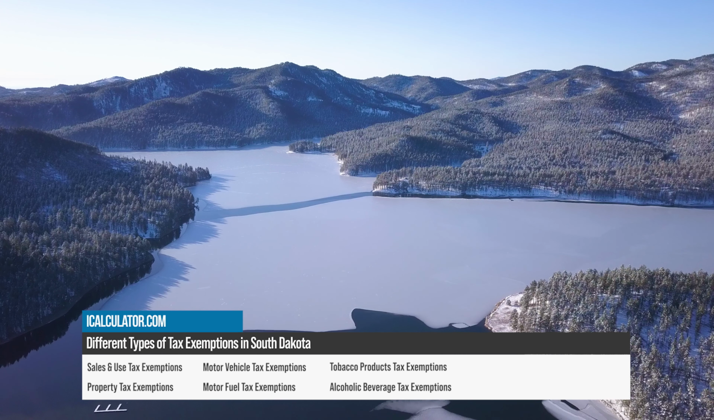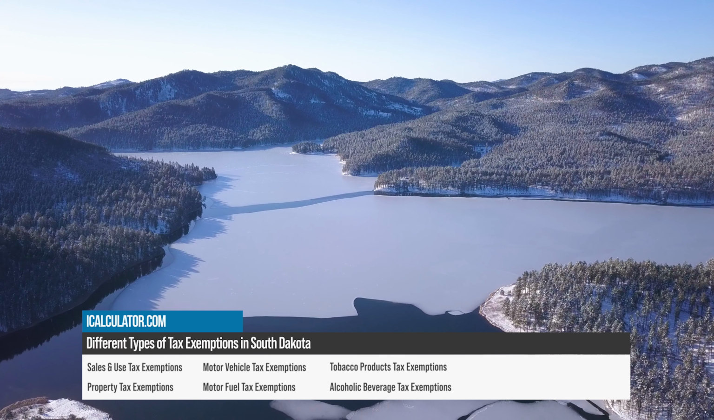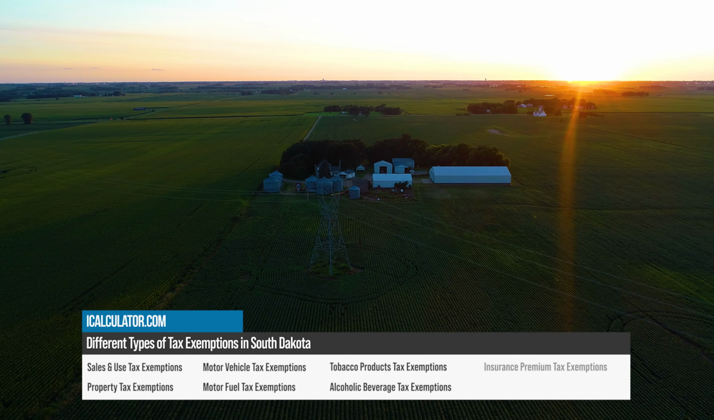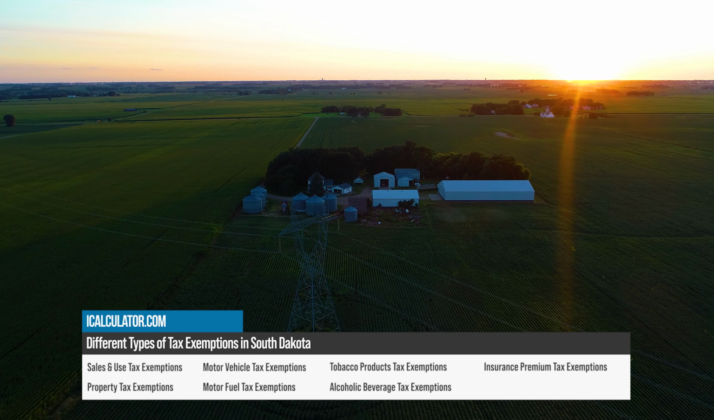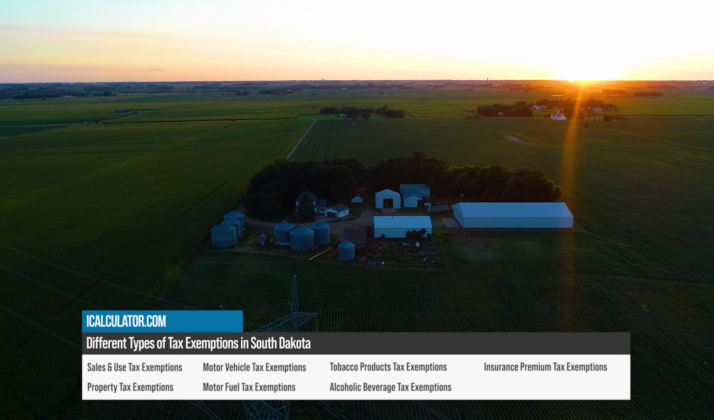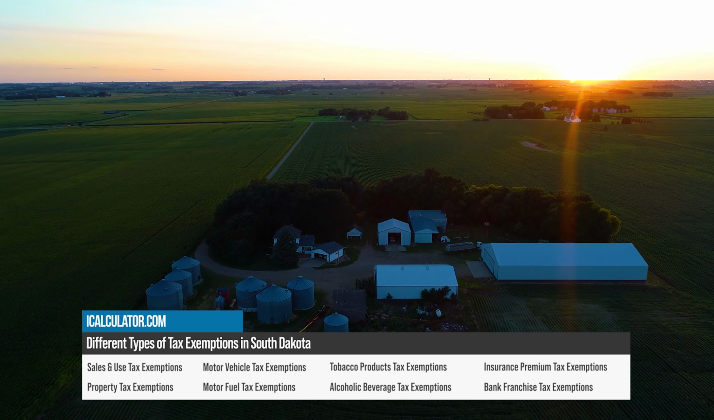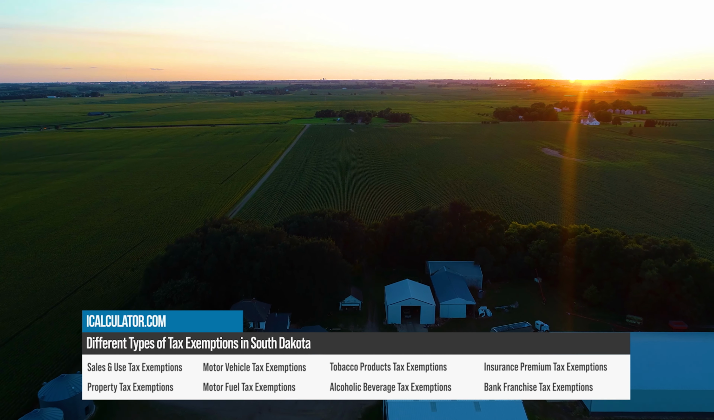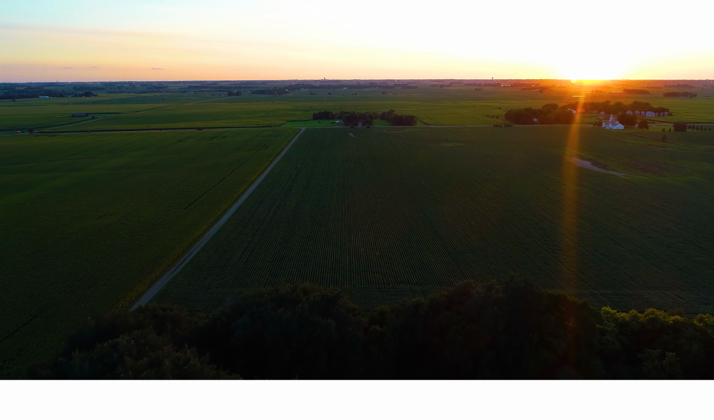Alcoholic beverage tax exemptions. Exemptions include sales to the U.S. government, sales for export outside the state, and certain sales to non-profit organizations. Insurance premium tax exemptions. Exemptions may include certain types of insurance policies, such as workers' compensation, and certain types of insurers, such as non-profit organizations. Bank franchise tax exemptions. Exemptions include credits for community development investments, agricultural real estate loans, and other specific activities or investments. That is all for this video on South Dakota tax basics.